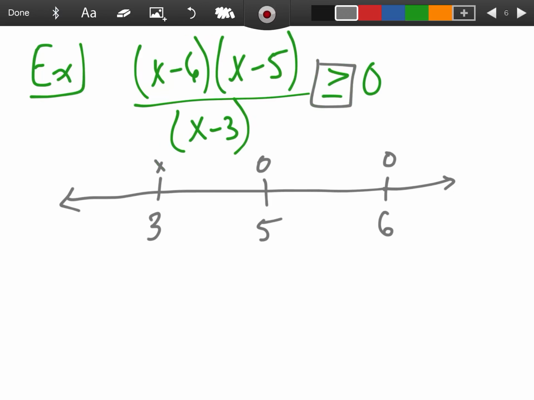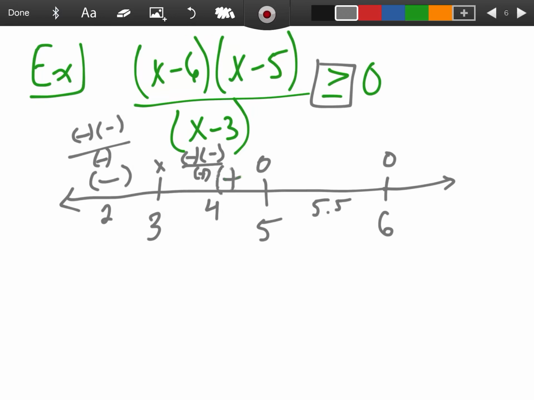So now let's just plug in some numbers. I'll plug in 2, I'll plug in 4, and I'll plug in 5.5. Again, it doesn't really matter what values you choose. If I plug in 2, for all three factors I get a negative. Three negatives makes it negative, so I'm not including that interval in my answer. Plug in 4, I'm going to get a negative times a negative in the numerator and a positive in the denominator. Two negatives and one positive makes it positive overall because I have an even amount of negatives. Plug in 5.5, that gives me a negative, a positive, so that's negative overall because I have 1 negative.